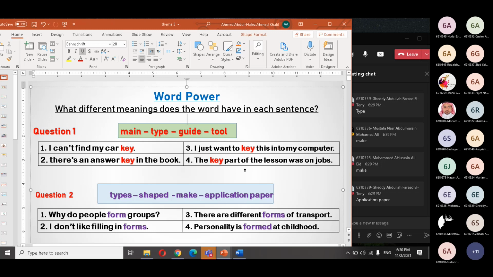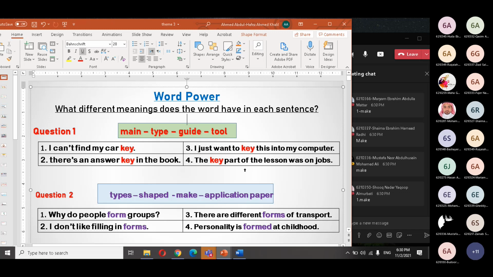Number 1 says, why do people form groups? Make. Yes. Why do people form groups means why do people make groups? Okay. So form here is a verb. It means make.